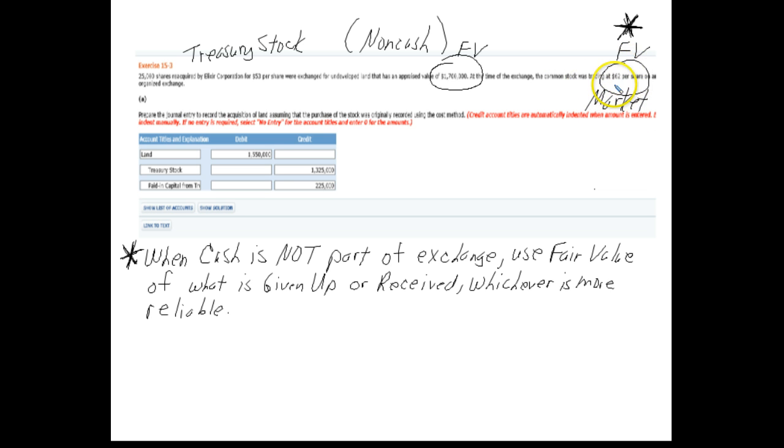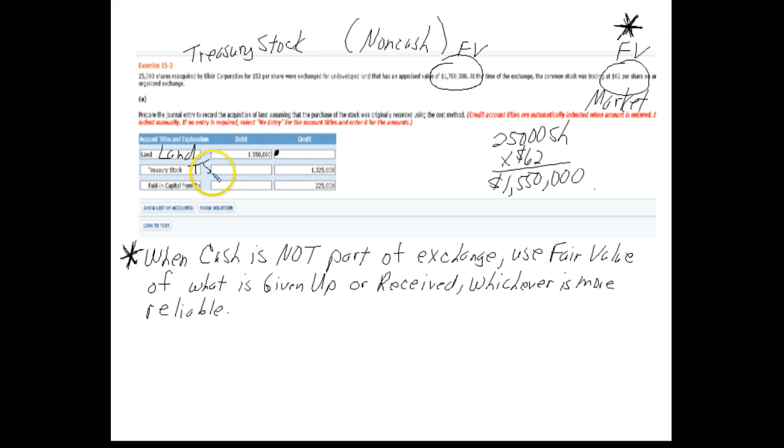So we're going to record this then at the $62 per share. So let's see, if we take 25,000 shares, not dollars, at $62 each, we should get $1,550,000. And so that $1,550,000 goes into the land account. So there's a debit to land, $1,550,000. So that's the land. And then we will credit the Treasury stock account.